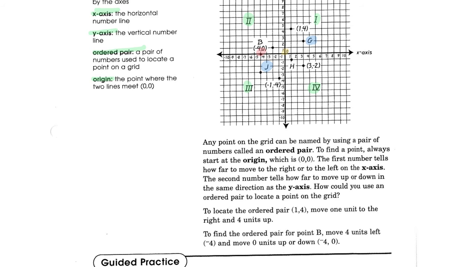To locate the ordered pair 1, 4, it says move 1 unit to the right and 4 units up. So if I move 1 unit to the right, and I'm going to do my highlighter in black, hopefully it'll come out gray. If I go to the right 1, because it's positive, and I go up 4, I end up right here at coordinates 1, 4. It says to find the ordered pair for point B, move 4 units left, negative 4, and 0 units up or down, so negative 4, 0. So I move right there to point B.